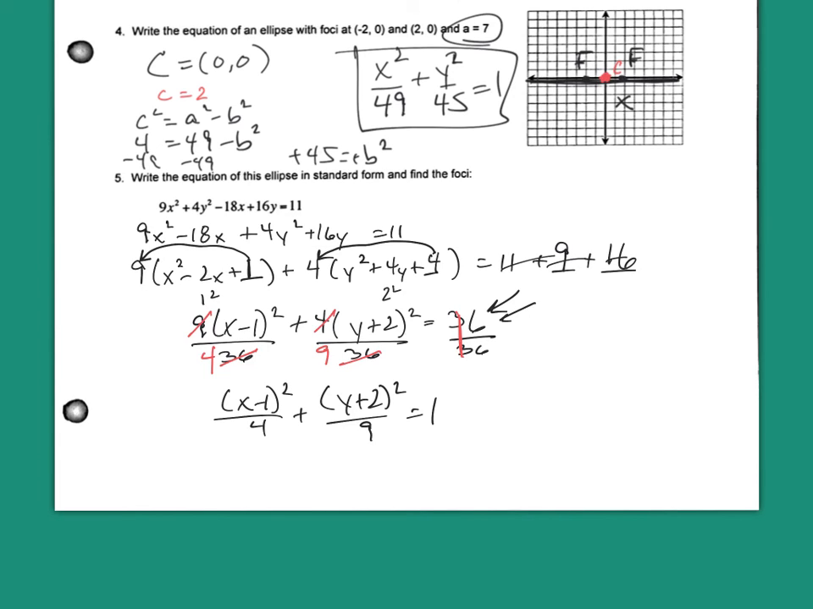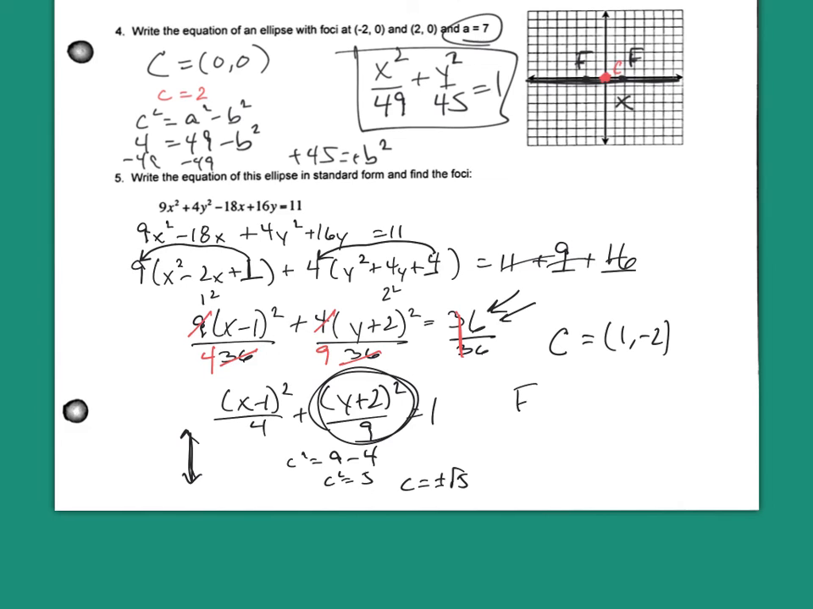Now they're asking for the focal points. Everything comes from the center. Your center is opposite, opposite. Now we need c squared. So we know that c squared is equal to a squared minus b squared. So c squared is equal to 5, so c is plus or minus radical 5. This is the bigger number, which means the major axis is along the y. So if it's along the y, then the focal points get added and subtracted to the y value. So the focal points will be at 1, then negative 2, plus or minus radical 5.